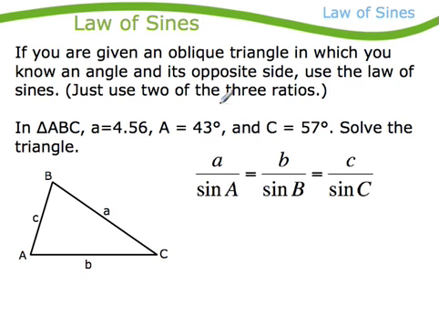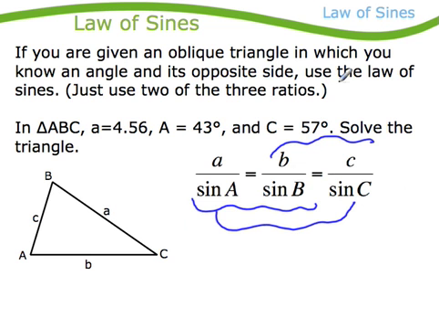So the law of sines is a nice simple law, and it just relates a side and its angle. It says that if I take any side and divide it by its angle, that will be equal to any other side divided by its angle. And when you use this law, you always only use two parts of it. So I might use the A and the B part, or the B and the C part, or the A and the C part.